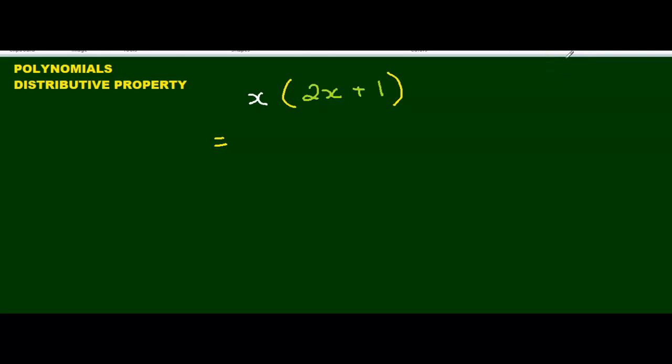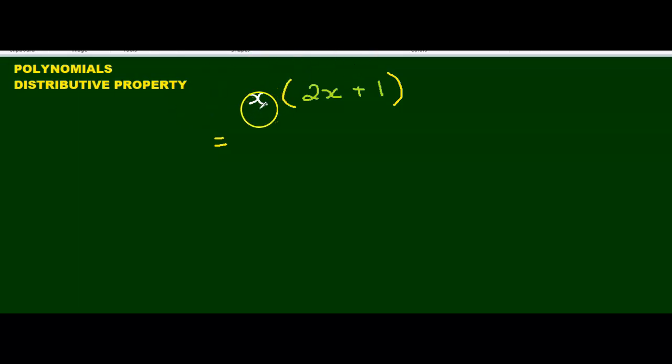Today I'm going to show you how to solve multiplication of polynomials using distributive properties. The first thing we want to do is look at the term outside our parentheses. We're going to multiply our term outside the parentheses by each and every term that's inside our parentheses. So I'm going to show you how I do it.